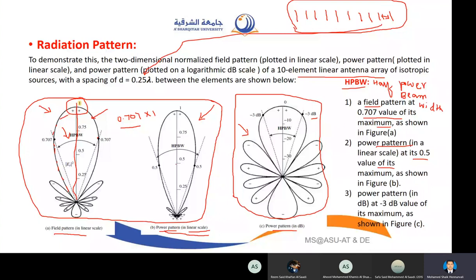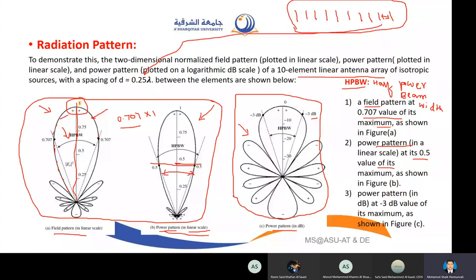0.5 means somewhere it will come around here. So this is the point and this is the point. When we draw the dotted lines, how much angular separation is there between these two? This is your half power beam width.